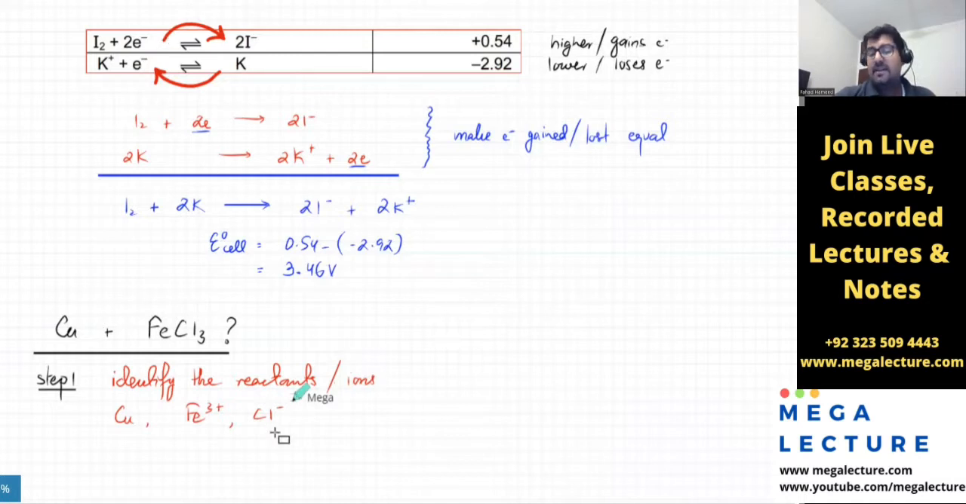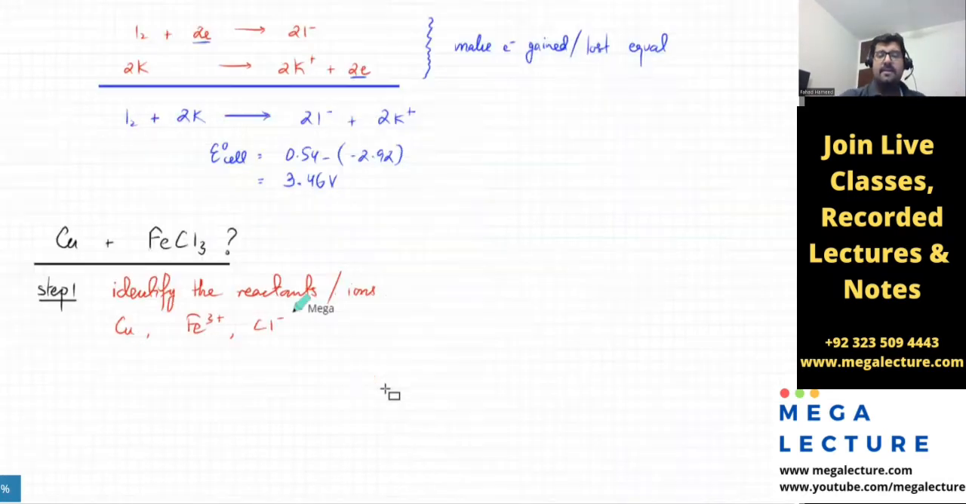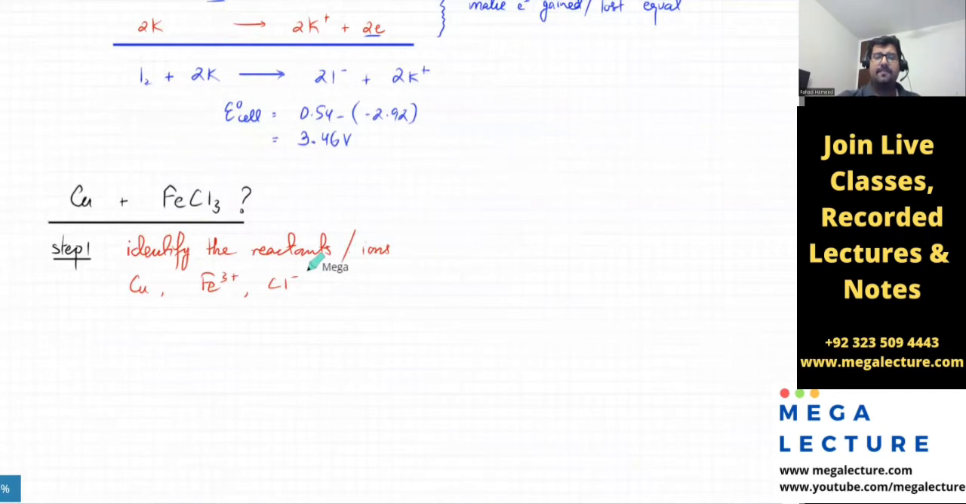Maybe Cl minus 1 might turn into Cl2. Maybe Fe3+ turns into Fe2+. So identify the ions first. That's the first step. Actually, now clear. See, Belisha, is this clear? Abdullah, clear?